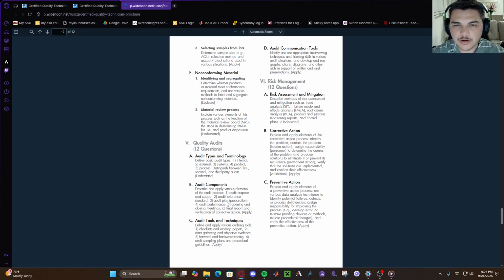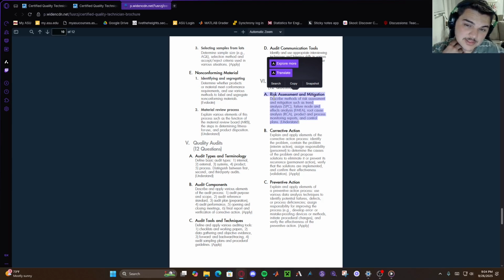But the next hardest part was the risk management portion. And that's primarily because of this part up here, risk assessment and mitigation. This is something that I am not familiar with or wasn't familiar with before I started studying the material. And I have not had enough hands-on experience with it to know what to do with it. However, corrective actions and preventative actions, I do those all the time with non-conformance reports, along with other reports that are part of what I do on a daily basis as an inspector.